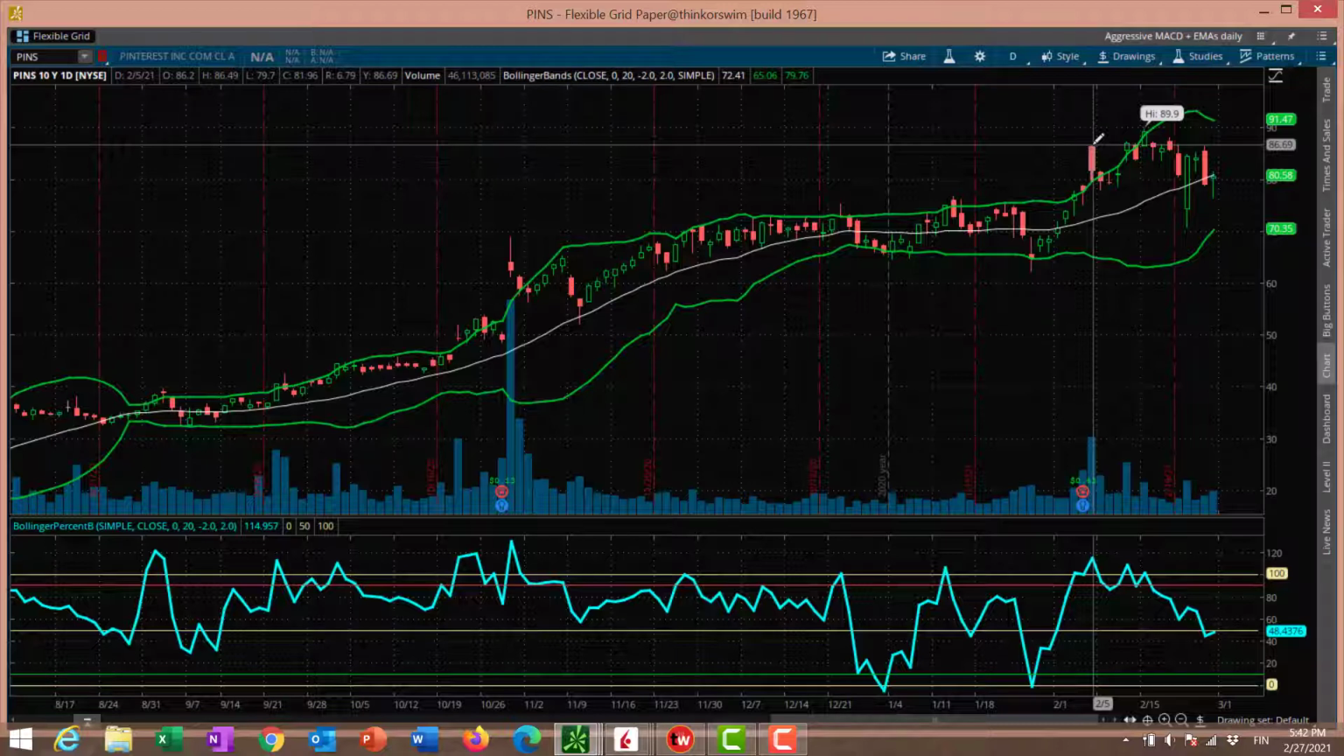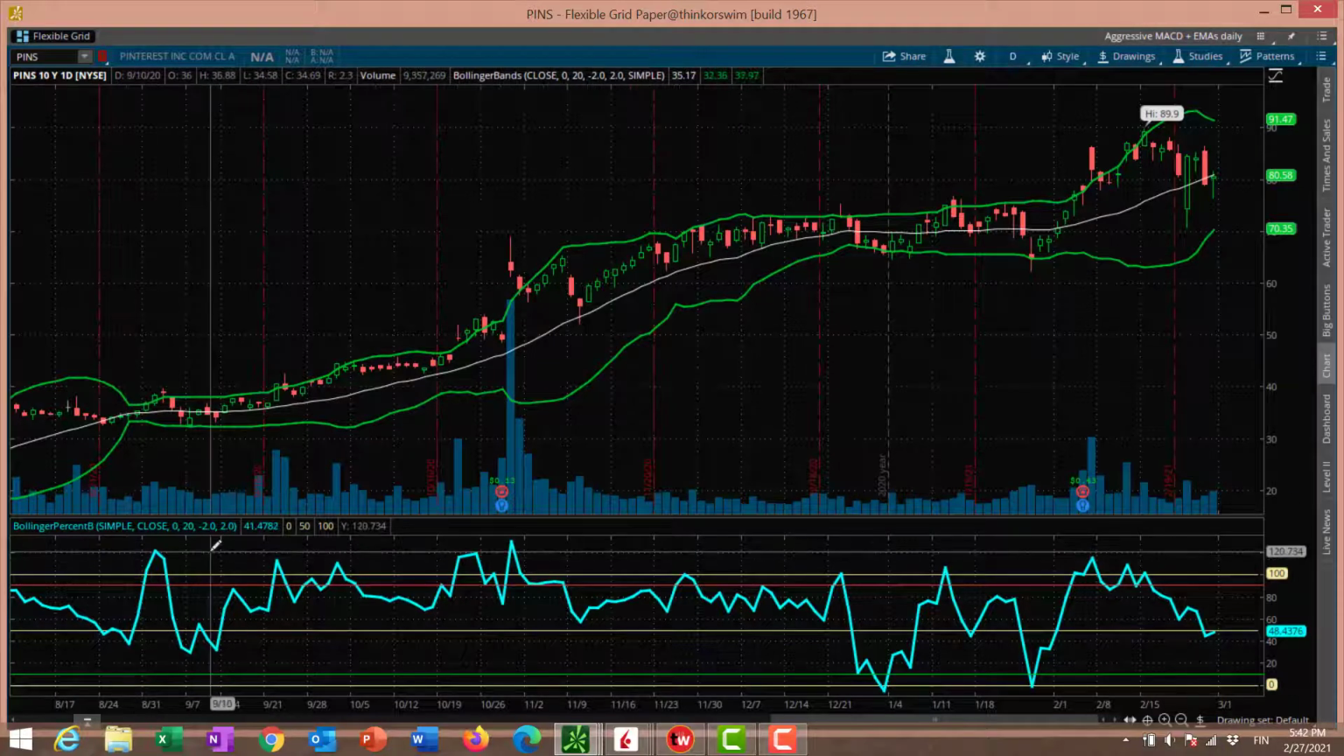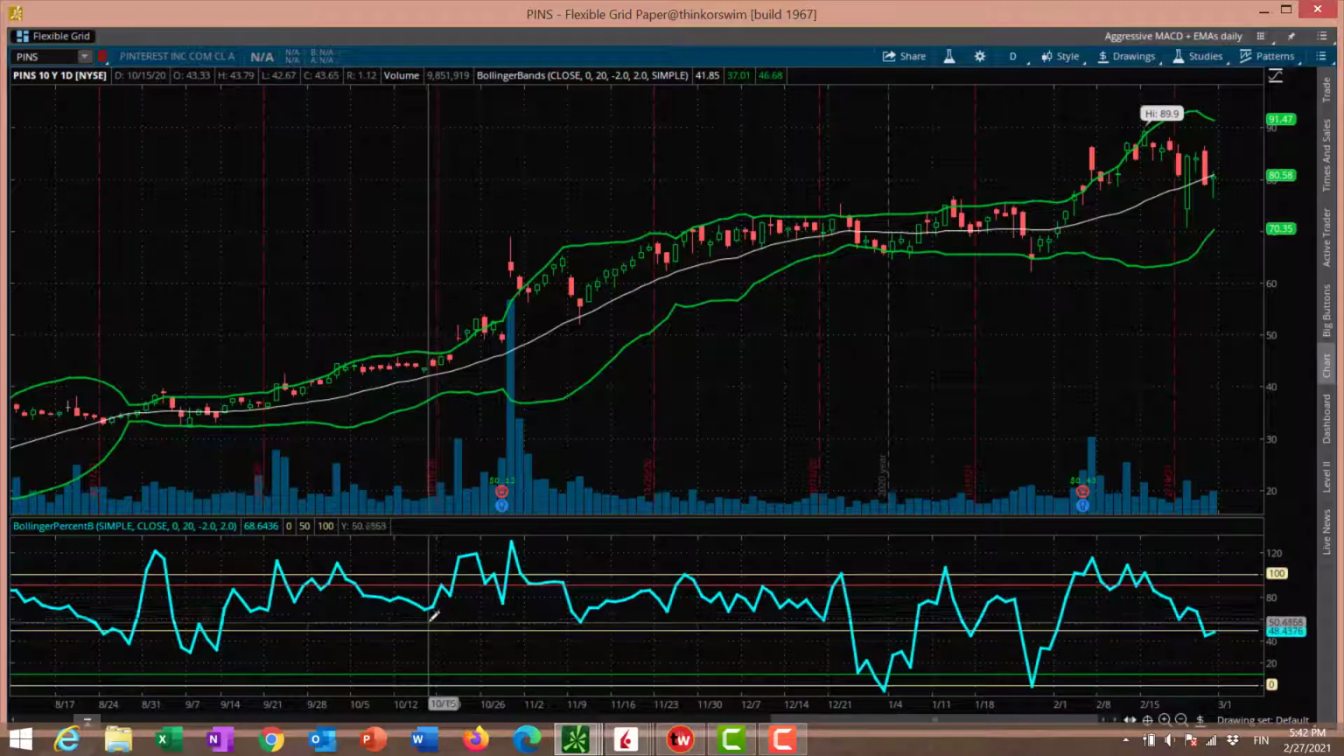That's another way to use Bollinger Bands and create a warning light based on the Bollinger B, which just simply shows the relationship between the price and the upper and the lower band.